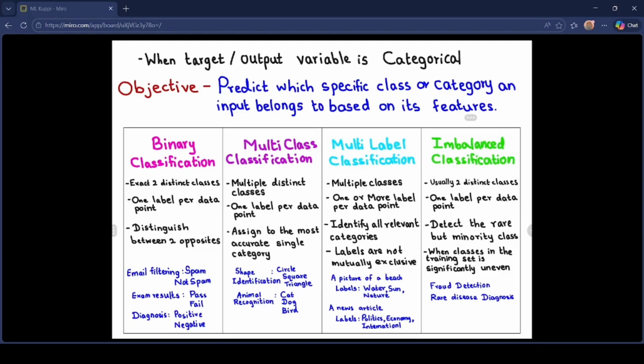It's usually two distinct classes. It could also be multiple, but mostly focused on two distinct classes.